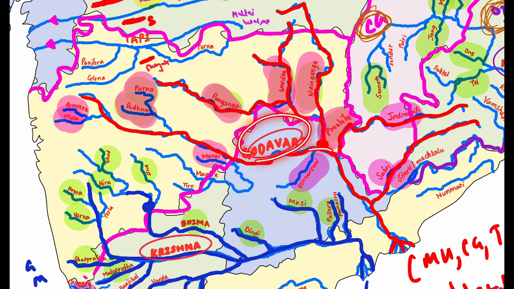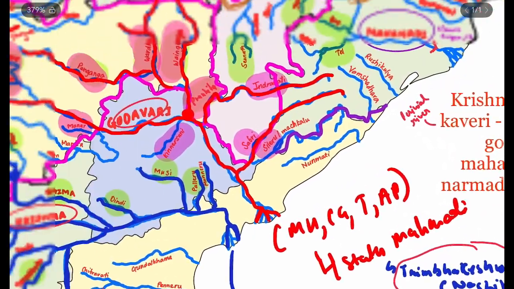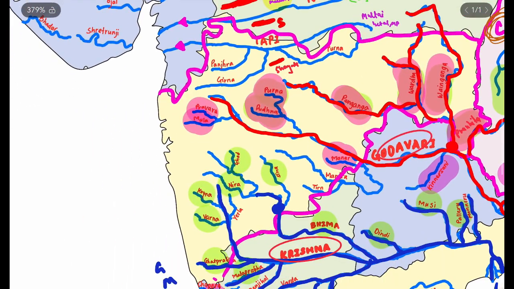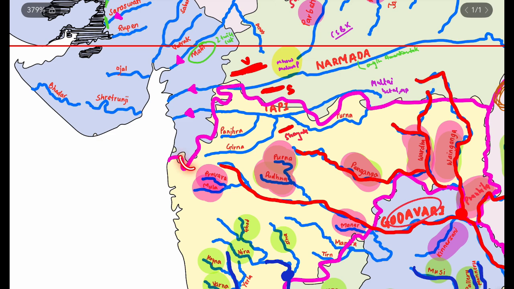Godavari, this is what Godavari is. Then its other drains flow into this, not that much important. It originates from Trimbakeshwar, Nasik. Trimbakeshwar is also one of the twelve Jyotirlingas, from where the Godavari river originates. Then let's see, this is Maharashtra.